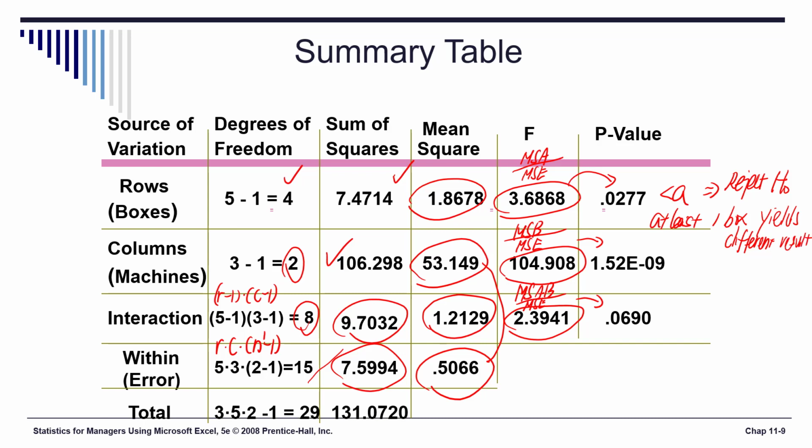And look at the column. The p-value is 1.52 times 10 to the negative 9 power. It's definitely less than alpha. That tells us reject H0. Okay, meaning at least one machine, one type of machine, yields different results.